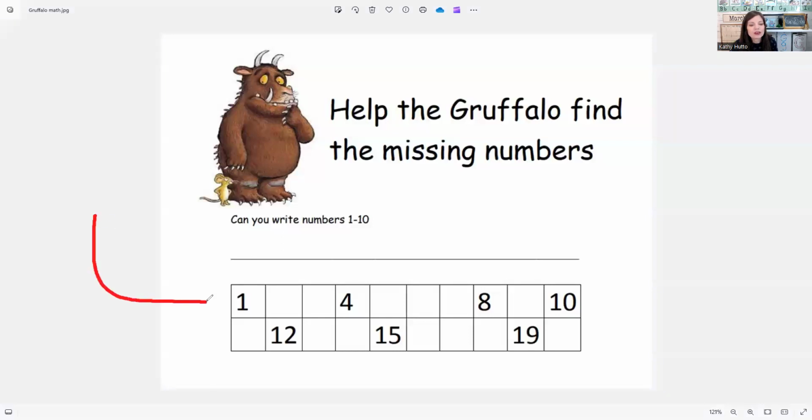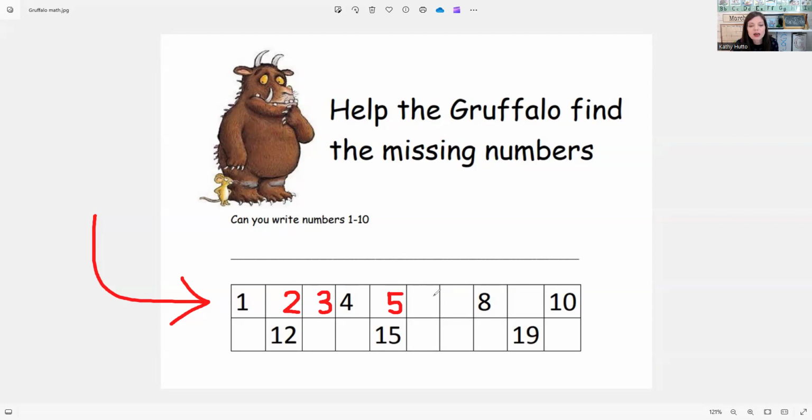Okay, so some of the numbers are missing. We're going to fill in the missing numbers. 1 is not missing, but what comes after 1? 2. Let's write number 2. 1, 2. What's next? 3. 1, 2, 3. 4 is not missing. Uh-oh, something's missing after 4. 5. Very good. 1, 2, 3, 4, 5.